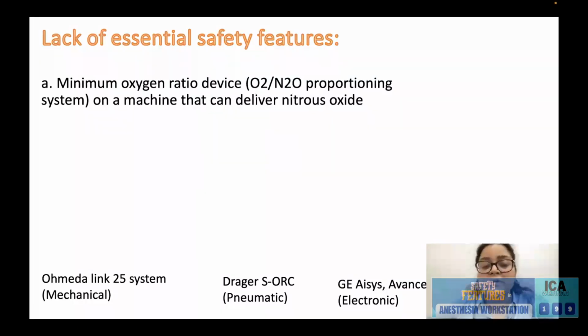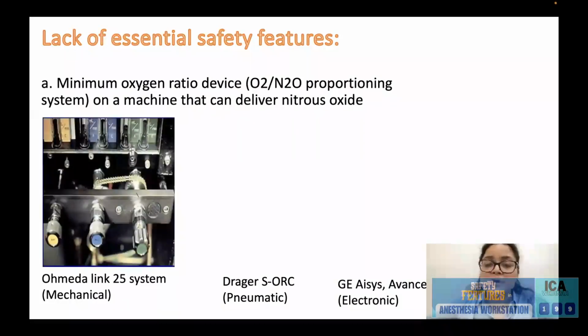Different kinds of anesthesia machines have different kinds of devices. Like the Datex Ohmeda has the Link 25 system, which is a mechanical device where a chain is used to link the flow control valves for oxygen and nitrous oxide. This system also sometimes fails to account for other gases such as air when the oxygen concentration has reduced to less than 25%.